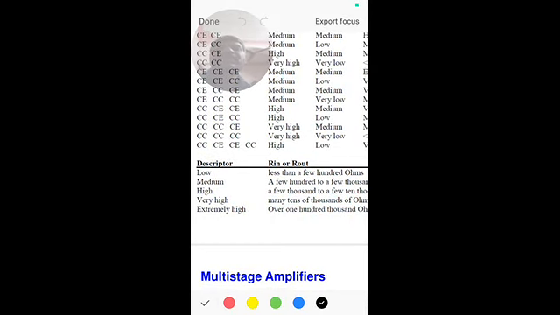Now we will see the next configuration, in which the input and output stages are CC.